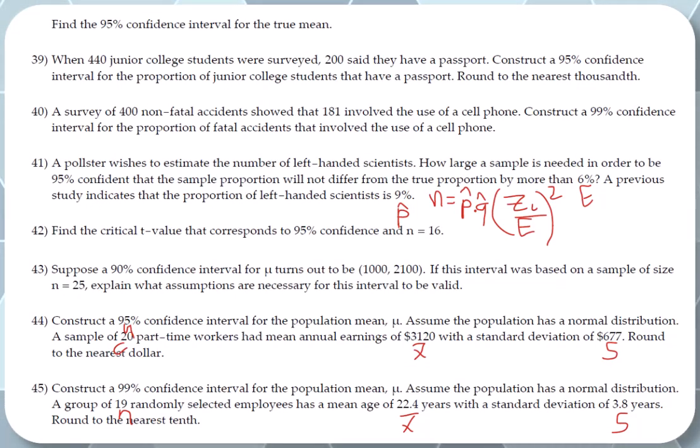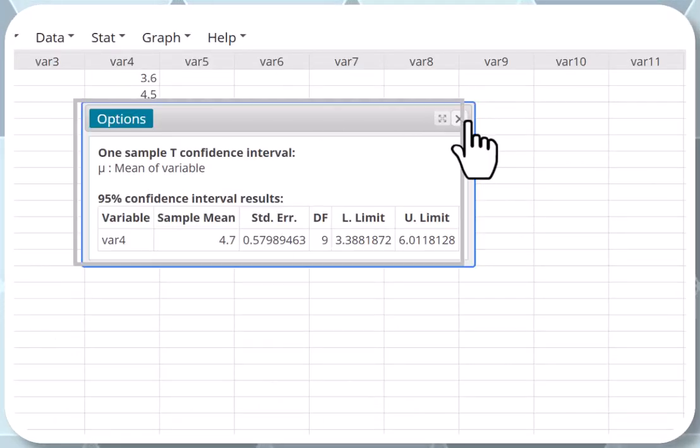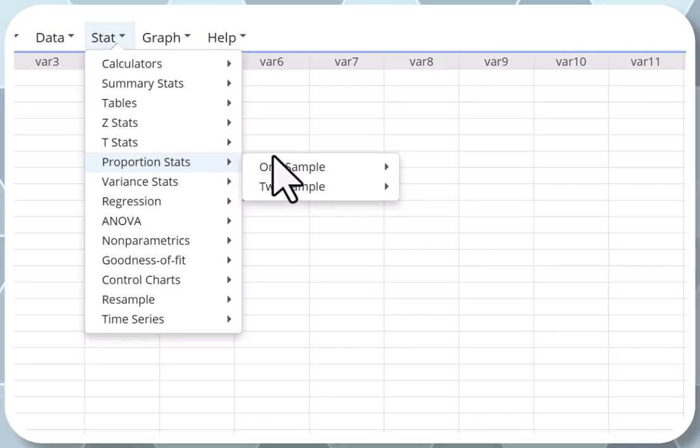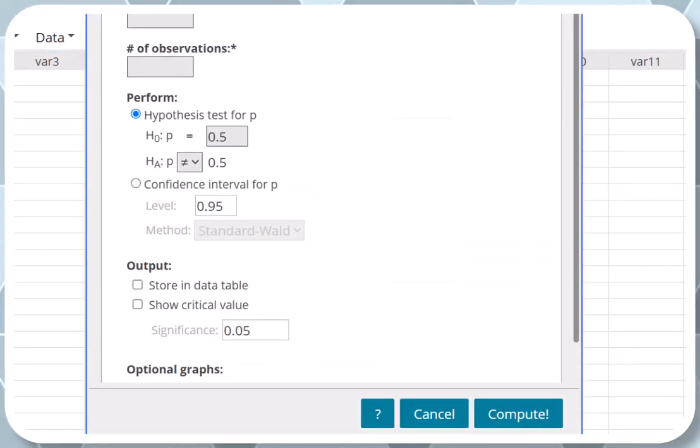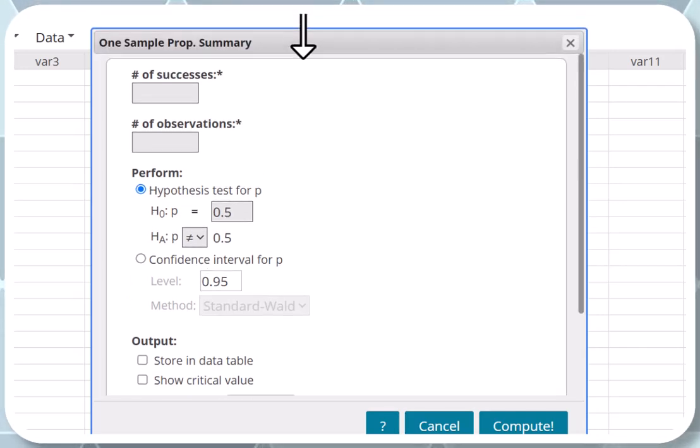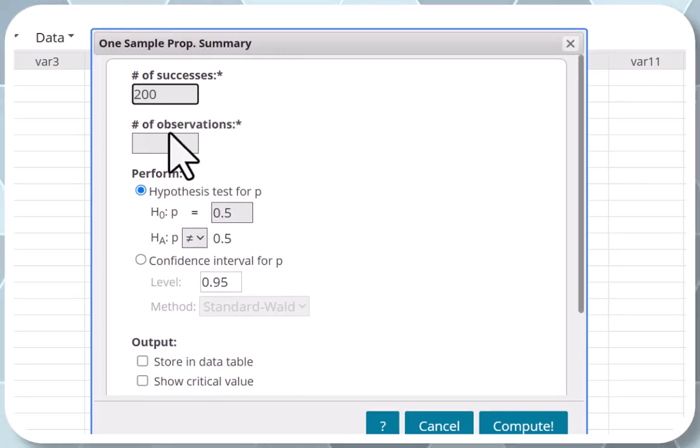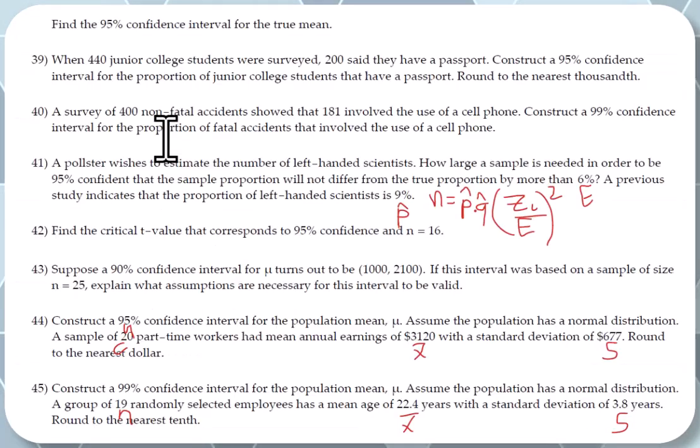When 440 junior college students were surveyed, 200 said that they have a passport. Construct a 95% confidence interval for the proportion of junior college students that have a passport. Very straightforward. It's a proportion interval. You have the confidence level, you have X, the number of successes, which is 200, and you have N, which is the number of observations, 440. So let me show you how to do that in StatCrunch. You just go to Stat, Proportion Stats, one sample with summary. Let me just lower that so you can see the whole thing. Number of successes is 200. Number of observations, what is it? 440.